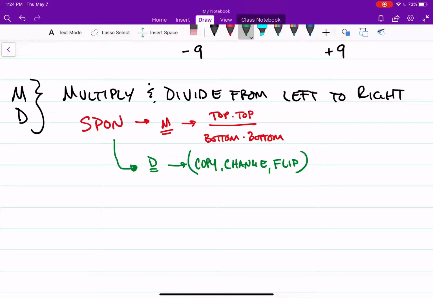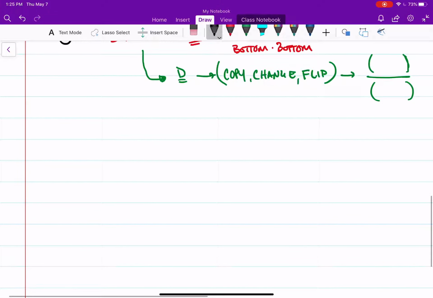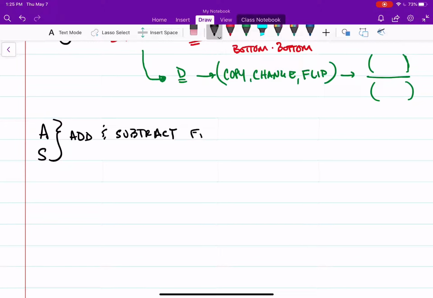And then we also talked about that if we have something on the top, we have to pretend it is parentheses. We make it as one whole thing divided by another whole thing as a single entity, right? So we got that. And then the last but not least, the A and the S, which tells me to add and subtract from, wow, that's nice, huh?